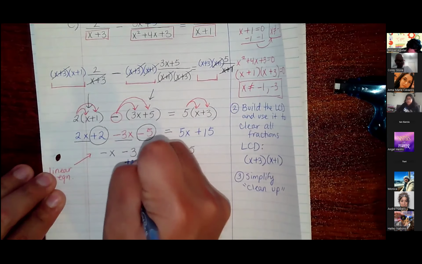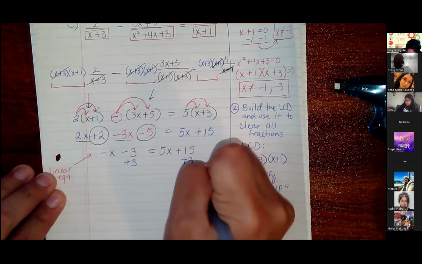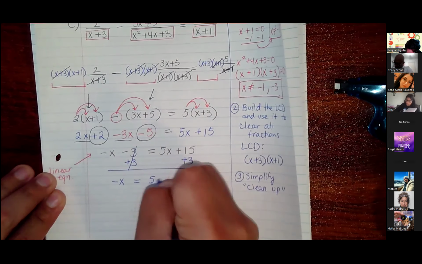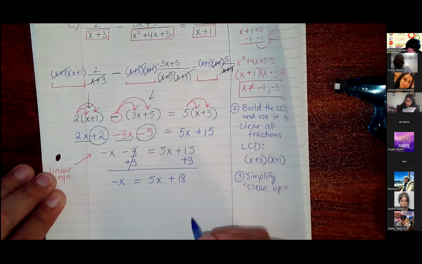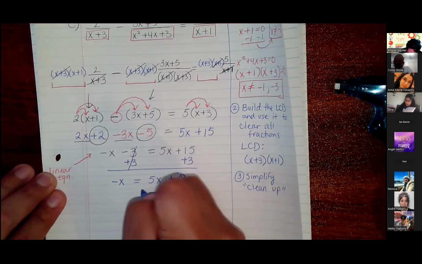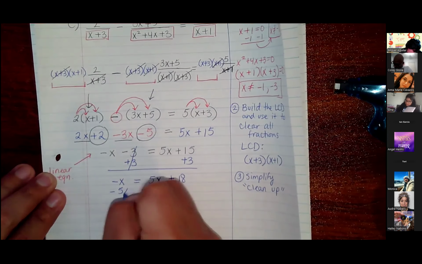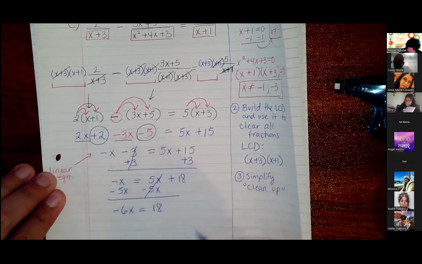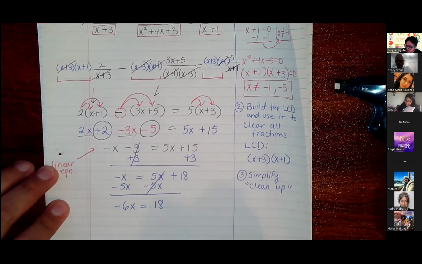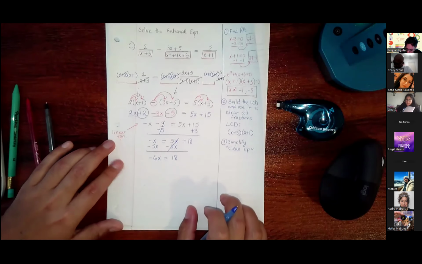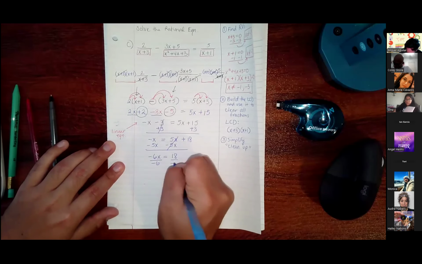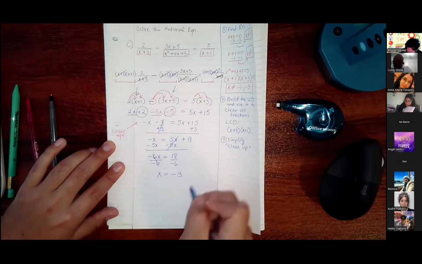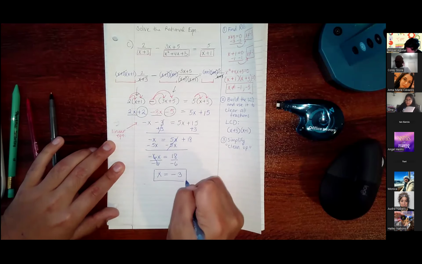So I will add the 3 to cancel it out, and I'll add it to the 15. Okay, so I have negative x is equal to 5x, and now this is going to be plus 18. Then I need to move the 5x by subtracting the 5x over here. Cancel that out. I now have negative 6x is equal to 18. And then the last step is to divide by negative 6. And I get x is equal to negative 3.